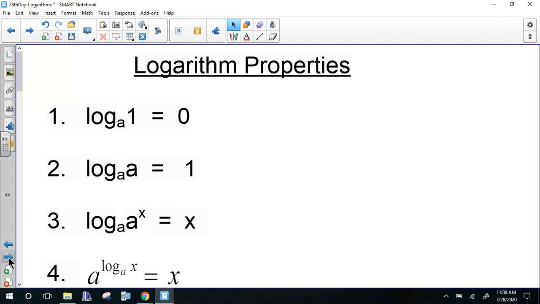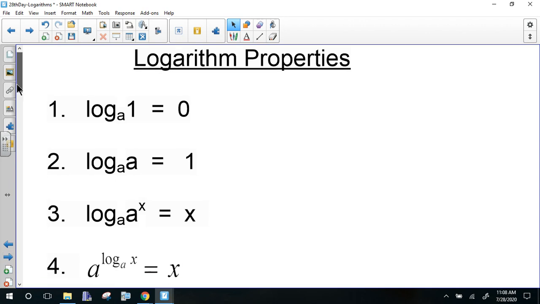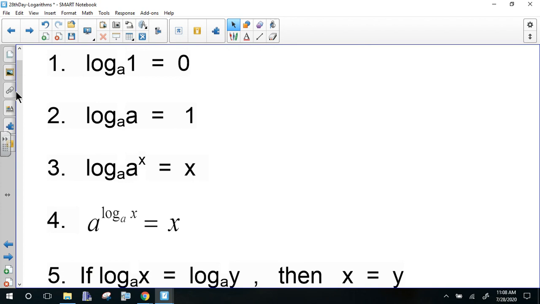We'll look at properties of logarithms. These are things that never change. They're rules that always apply. The log of any base of 1 is always 0. So if this number is 1, at any time your answer is 0. If you take the log of a base and the number that you're taking the log of is the same, so here log base A of A or log base 5 of 5, it always equals 1.